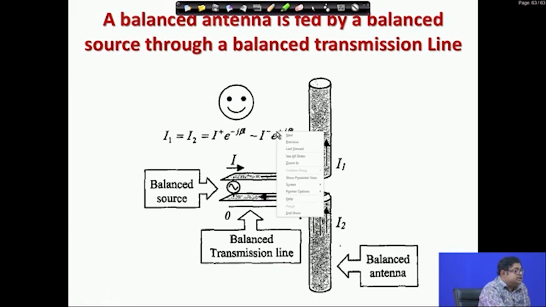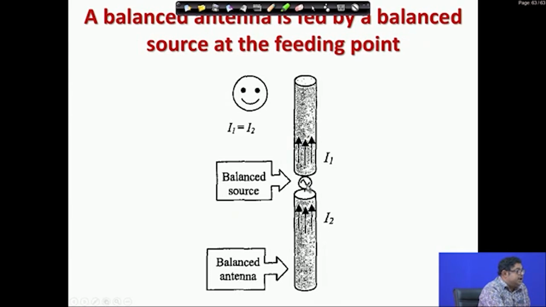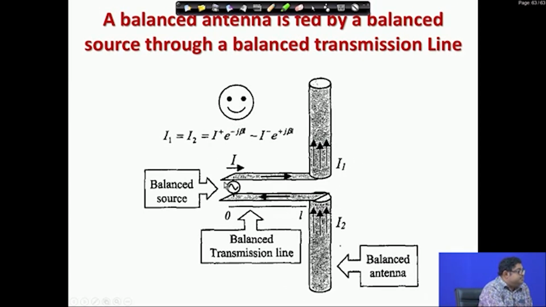The next one is, but this is not practical. The earlier case was not practical because I cannot put the source into the center of the antenna. Basically, the source is at a distance. So, to do that there is a transmission medium or transmission line, and if we have two wires, I have a source, again a balanced source, and two wires, one wire connected to the upper half and another wire here.